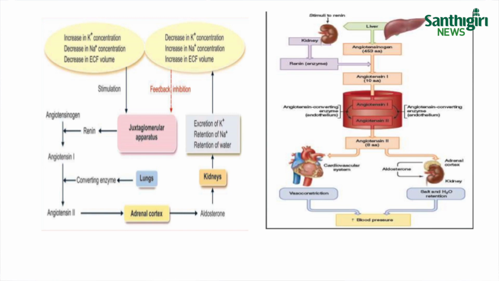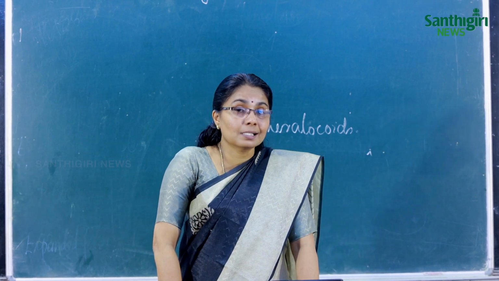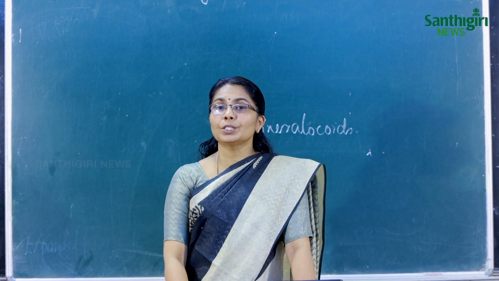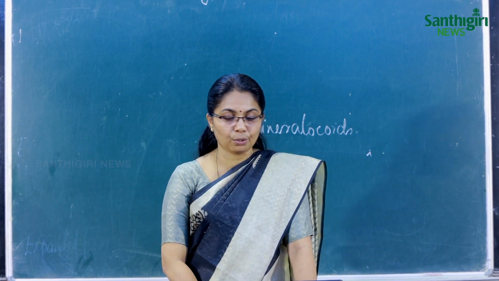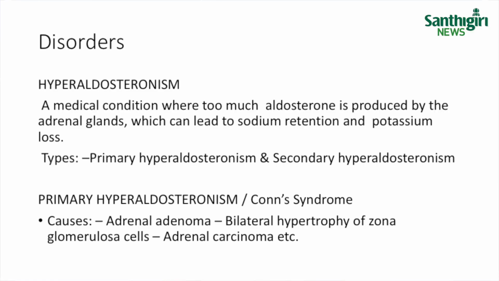So, this is the mechanism of action of aldosterone. Okay. So, we have studied the functions, synthesis and also the regulation of aldosterone. Then coming to the last portion, that is disorders. Actually, coming to the disorders of aldosterone, it is mainly concerned with hypersecretion of aldosterone or hyposecretion of aldosterone. Actually, it is a cortical hormone. Whenever there is a defect in the adrenal cortex, the secretions will be altered.